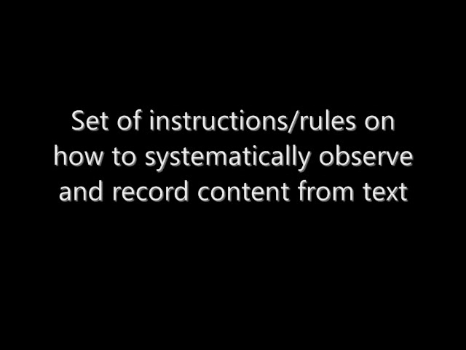Measurement and coding system. It is a set of instructions and rules on how to systematically observe and record content from text. For example, a researcher should tell the characteristics that are associated with things. Example, social classes. What are the characteristics or measurements that should be considered in order for us to know where one belongs? Structured observation. It is a method of watching what is happening in a social setting that is highly organized and follows systematic rules of observation and documentation.